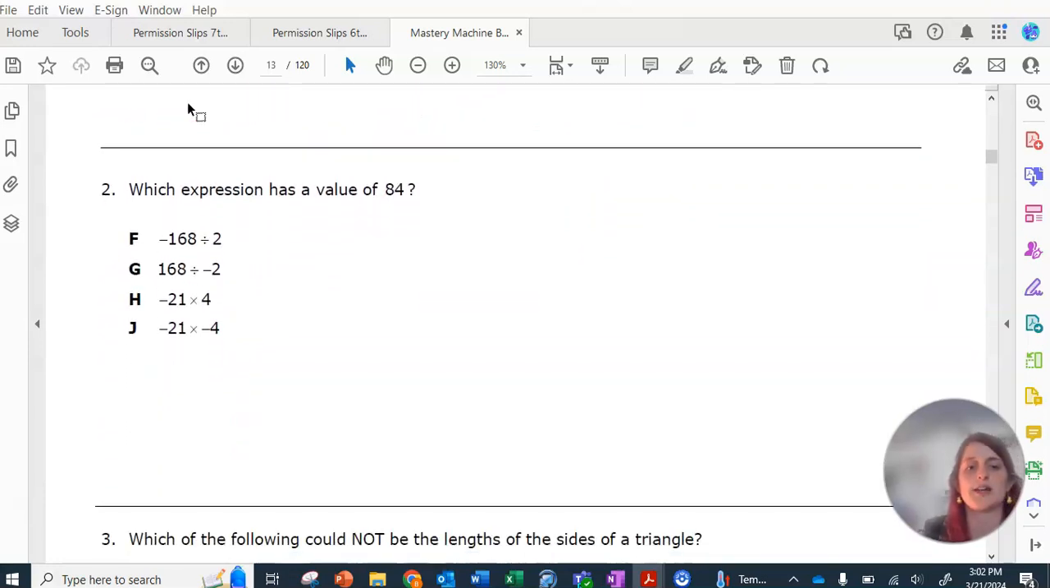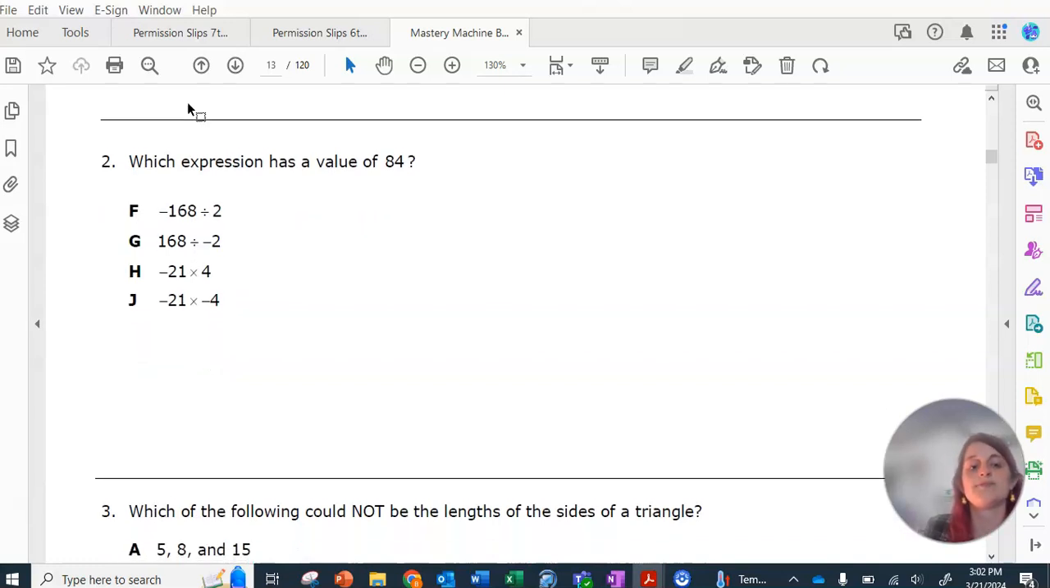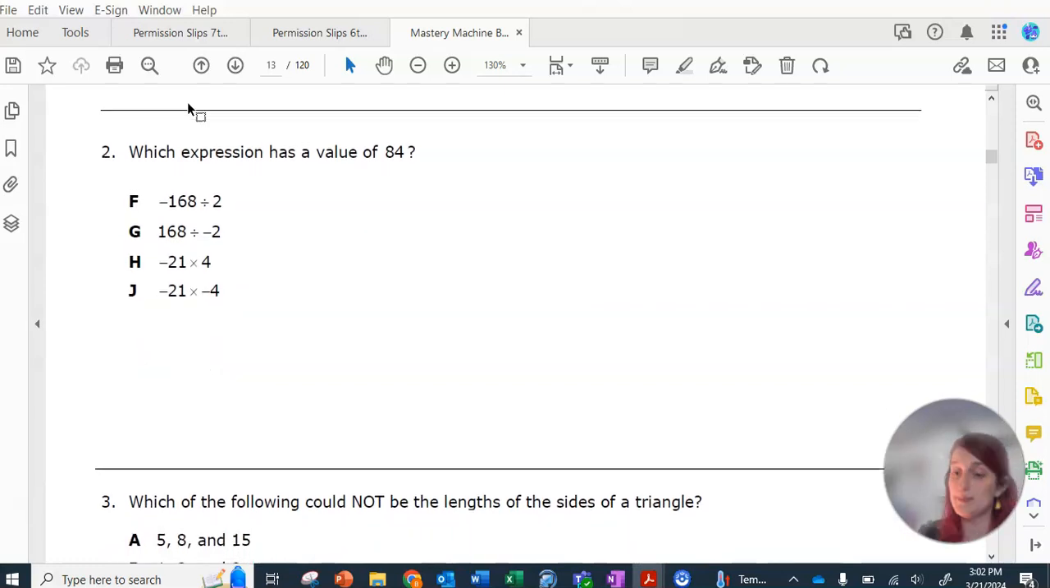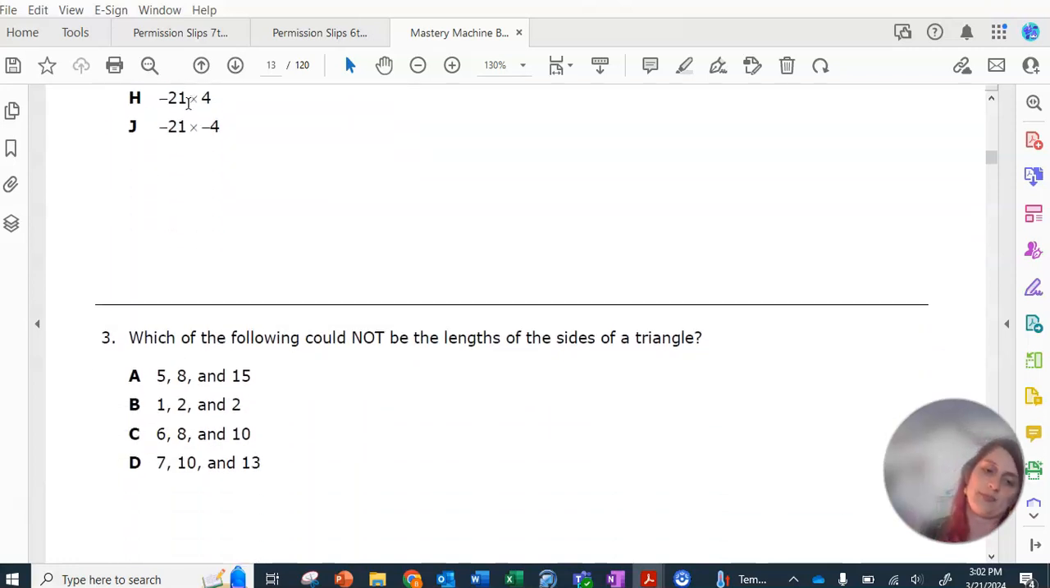Which expression has a value of 84? Fun fact, all of these are going to have an absolute value of 84. You just need to watch your negatives.